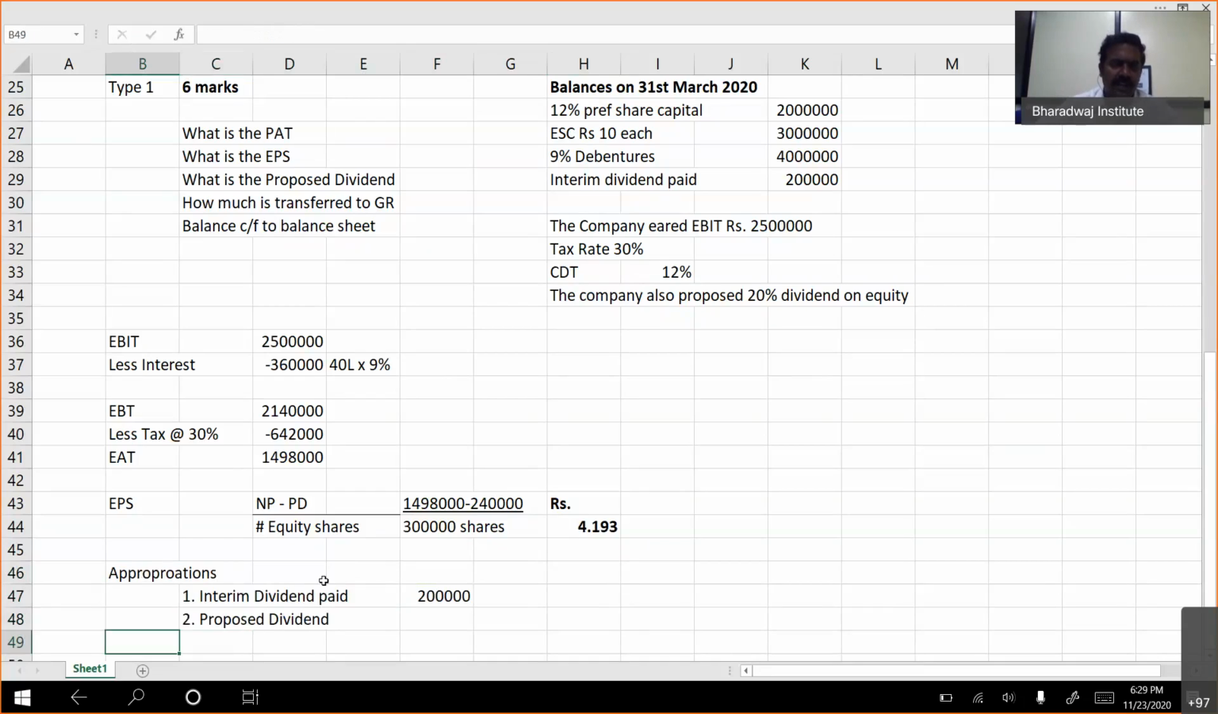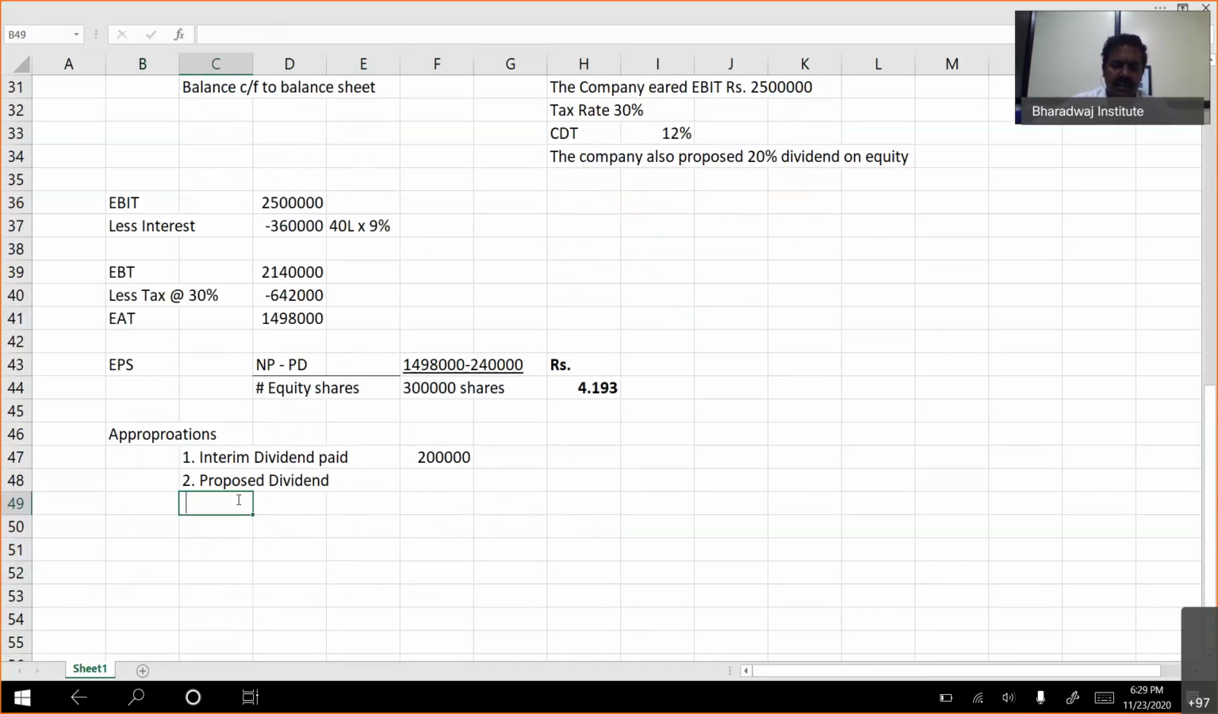Can you pay for equity directly? No, on preference share capital first. On preference share capital, that is 20 lakhs into 12%, 2,40,000. Then on equity share capital, 30 lakhs into 20%. The 20% is given for equity. So it will give us 6 lakhs. So the total proposed dividend is 8,40,000.